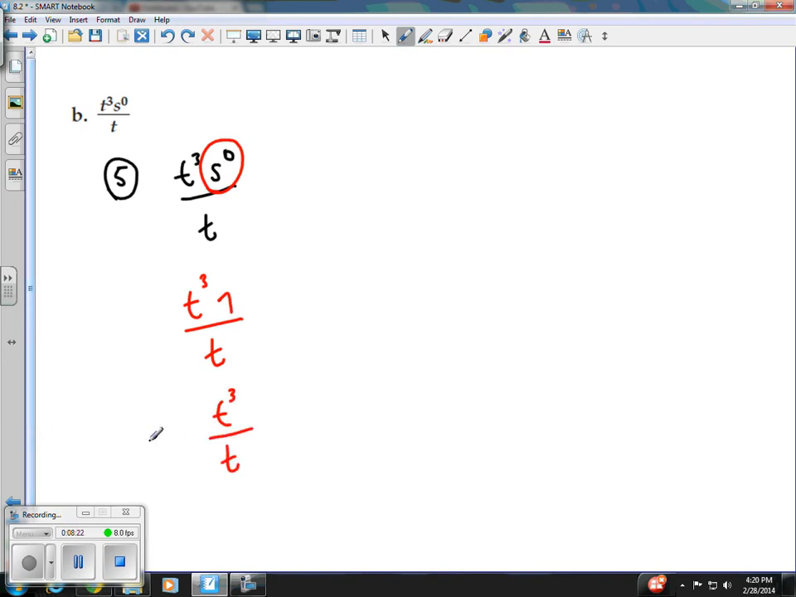Now that fraction bar means we're dividing, so we need to subtract our exponents. So 3 minus, there's 1 down here, so 3 minus 1 is t squared. Another way to do this problem is to say s to the 0 power cancels out, and so you're left with t to the 3rd over t, and you end up with the same answer.